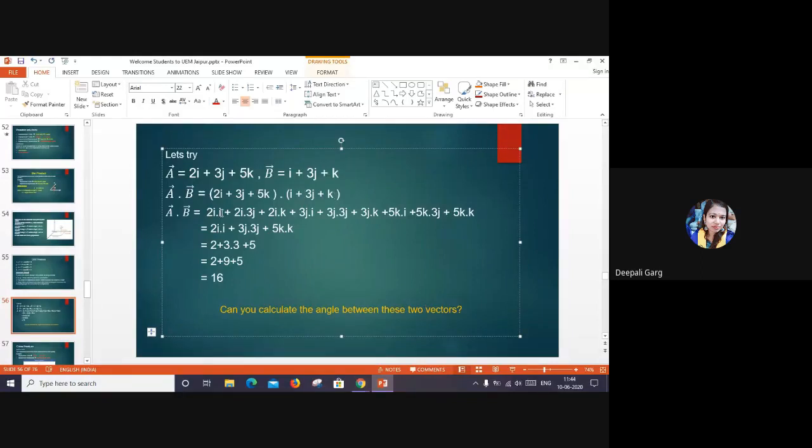So 2i cap into i cap, 2i cap into 3j cap, 2i cap into k cap. What is i cap into i cap? i cap into i cap is 1. i cap into j cap is 0. i cap into k cap is 0. In this way, only i cap into i cap, j cap into j cap, and k cap into k cap quantities will remain. And i cap into i cap, j cap into j cap, and k cap into k cap is 1. So this becomes 2 plus 3 into 3 plus 5, 2 plus 9 plus 5, which is 16.